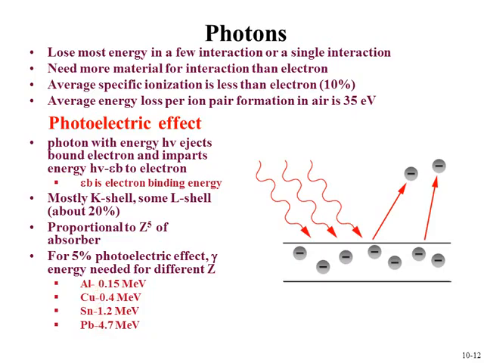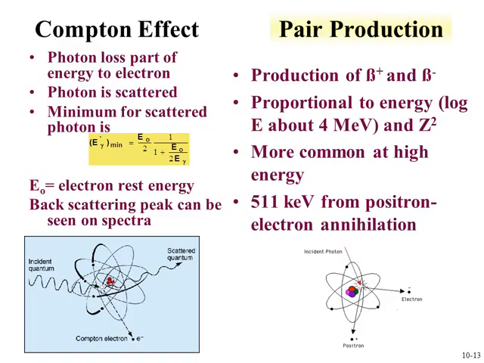Two other effects are listed here, the Compton effect and the pair production. The Compton effect is a partial interaction, so the photon loses part of its energy to the electron. So imagine here we have an incident photon, we get an electron, and then the photon is scattered. So unlike the photoelectric effect, it's only a partial transfer of energy from the photon to the electron. The photon is scattered.